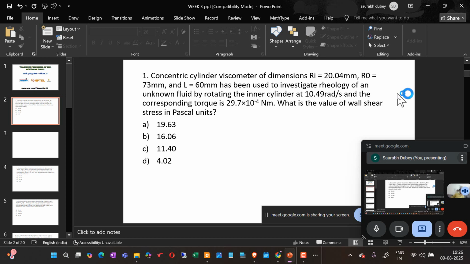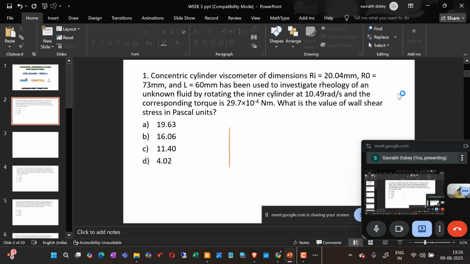So what is the difference between 73 and 20.04? It is around 53 mm, and that is the region where you are going to calculate tau r theta, which is the shear stress in that annulus region where the fluid is resting. And the length of the entire thing, let me just see how.